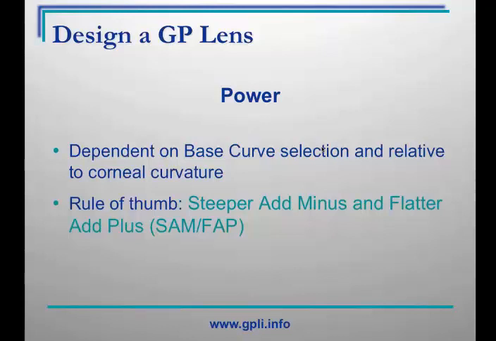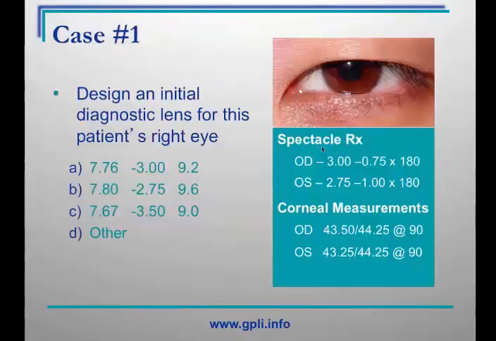So let's design an initial diagnostic lens for this patient's right eye. You see the options on your left, you see the Spectacle RX, and you see the corneal measurements on the right. If you look at this patient, you know that you can select a lens that's in the 9/6 range because of where that upper lid is positioned. You can go with a 7/8 base curve, which is actually a 43 1/4. It's slightly flatter than K.